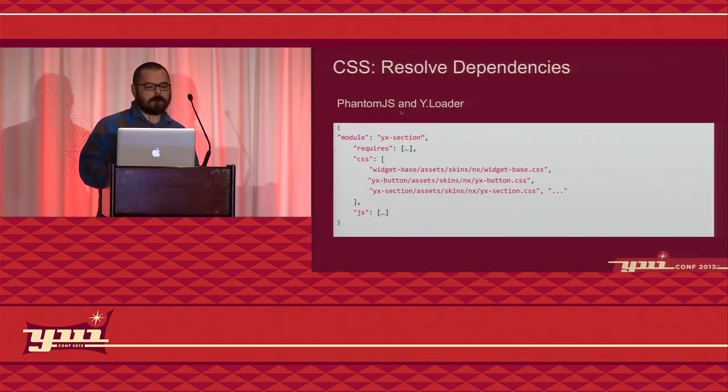So to resolve actual URLs for our CSS out of those dependencies, just because we require the section module, we need to be able to actually get those URLs. So at build time, we use Phantom.js and Y.Loader to build up a big configuration file that contains all of those. So when a JSP tag is processed, it'll consult this file, and it'll pull out all the CSS that it needs.